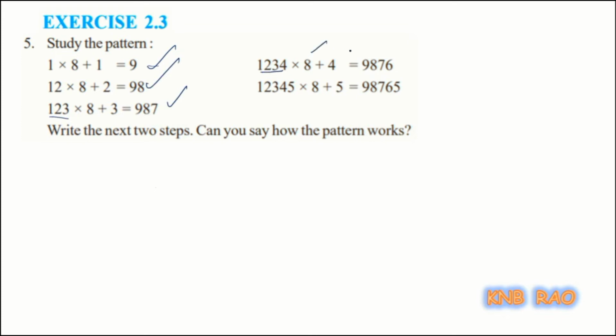1234 into 8 plus 4 gives 9876, 12,345 into 8 plus 5 gives 98,765. So by studying this pattern, they are asking you to write 2 more steps. What comes next to this? Can you say something about this pattern? How does this pattern work?